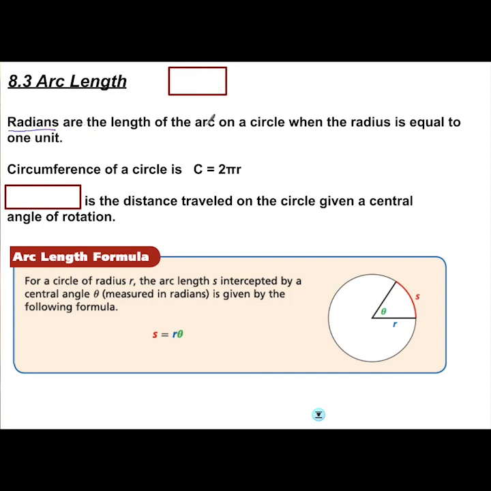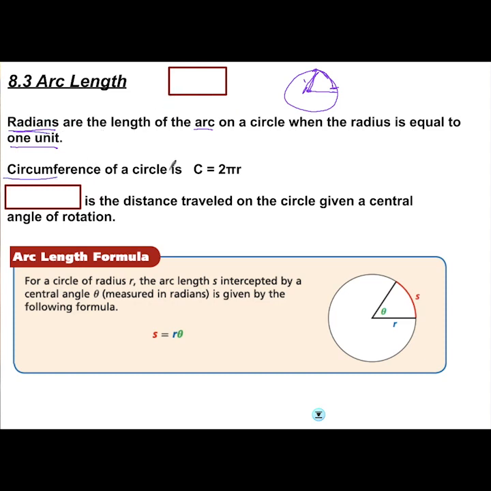A radian is the length of an arc. We'll talk about what an arc is in a moment, on a circle when the radius is equal to 1 unit. Basically, the length of an arc is the distance on a circle given a central angle of rotation. So if this radius is 1, that's what a radian is.